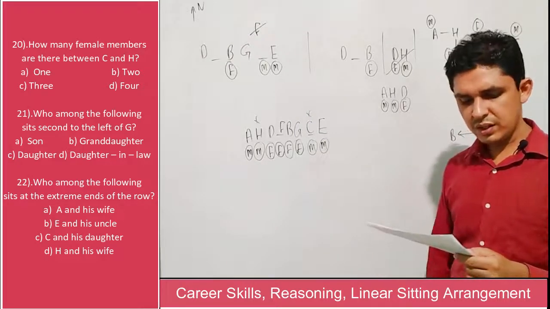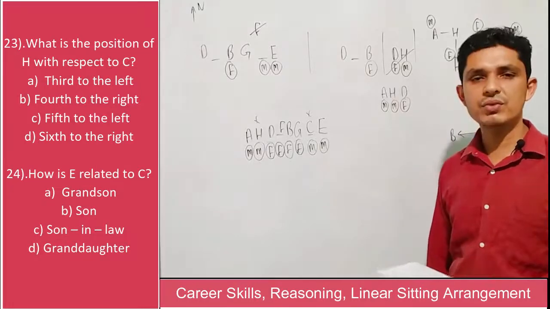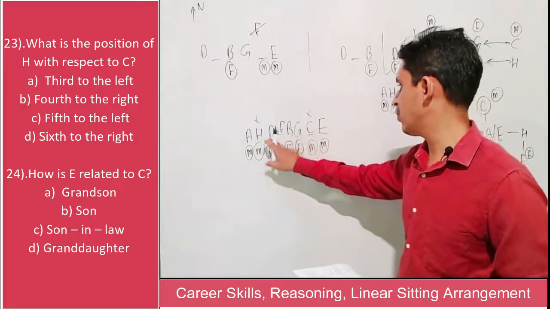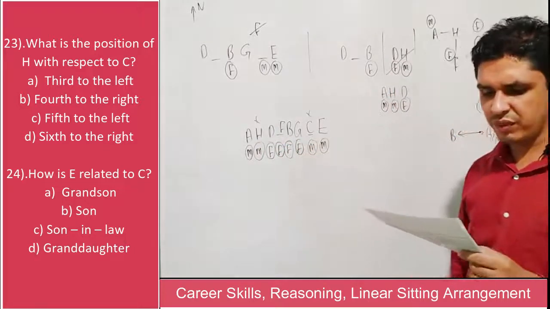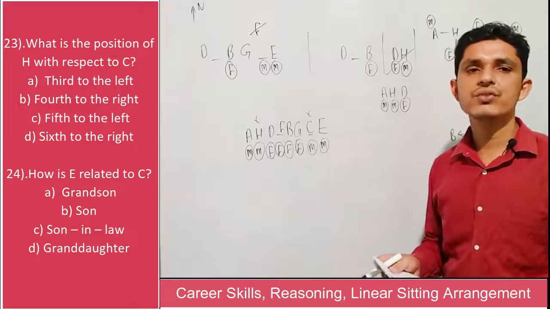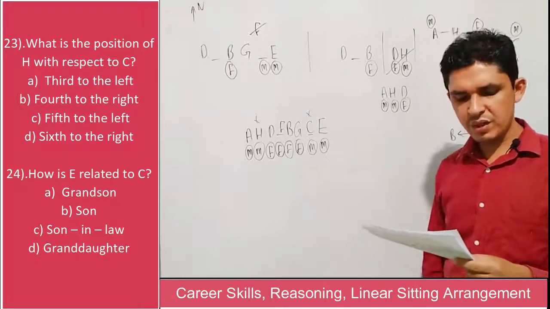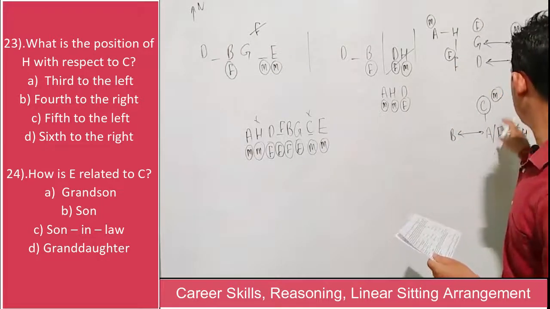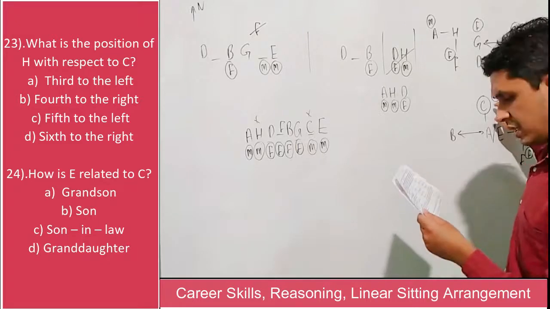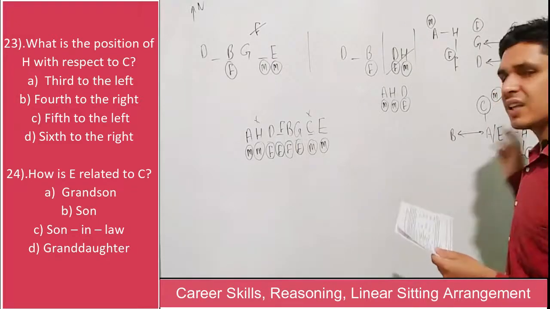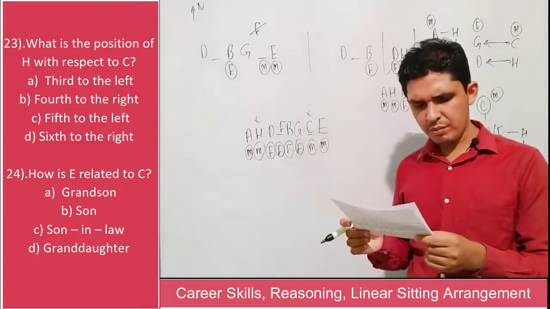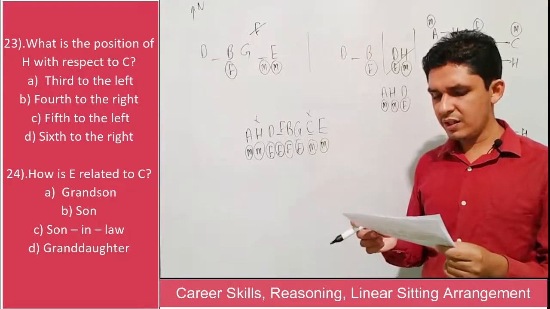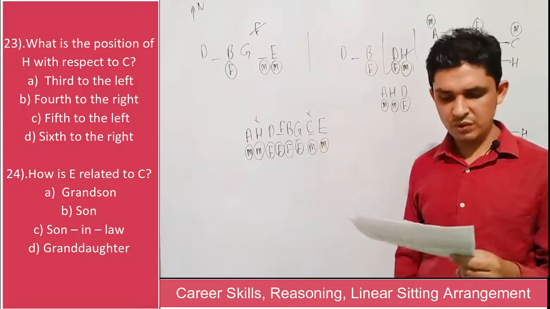Okay, question number 23, what is the position of H with respect to C? If we check with respect to C, 1 2 3 4 5, this will be fifth to the left, so the answer will be fifth to the left, that is given in option number C. Question number 24, how is E related to C? If we check E related to C, this can be son, so the answer will be son, because grandson cannot be there, son-in-law cannot be there, and granddaughter cannot be there, so the answer of this question will be son.